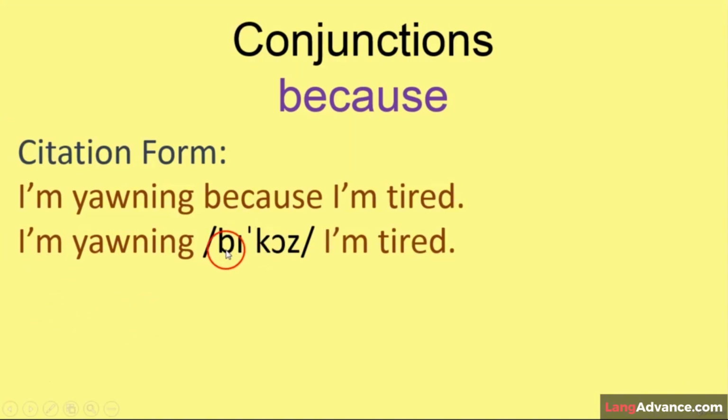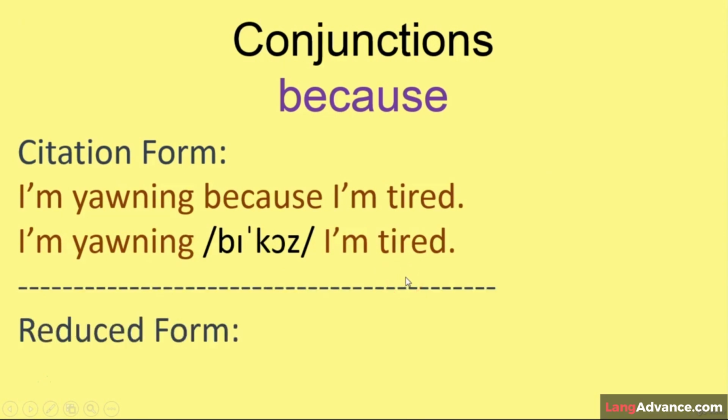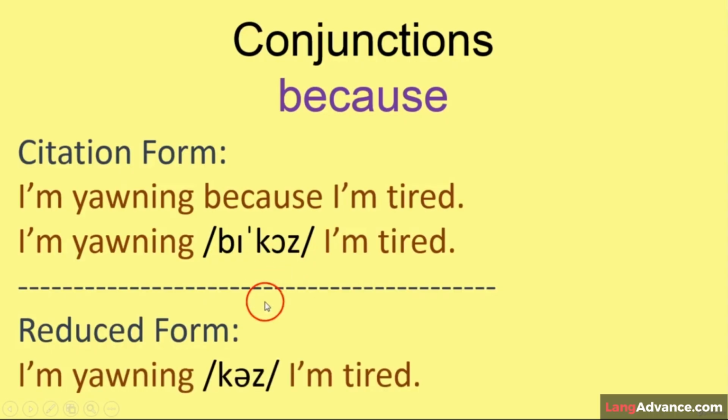Because in IPA format looks like this. This symbol is I, B, and then this, what looks like a backwards C, is A. Because. I'm yawning because I'm tired. However, in reduced form, we don't say because. It's reduced to 'cause. I'm yawning 'cause I'm tired.